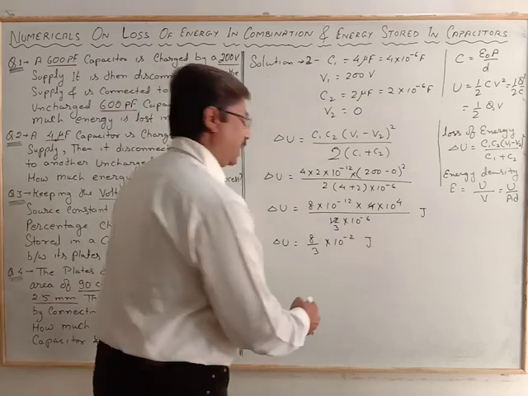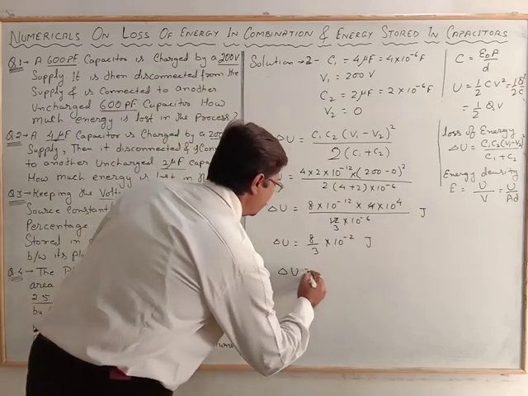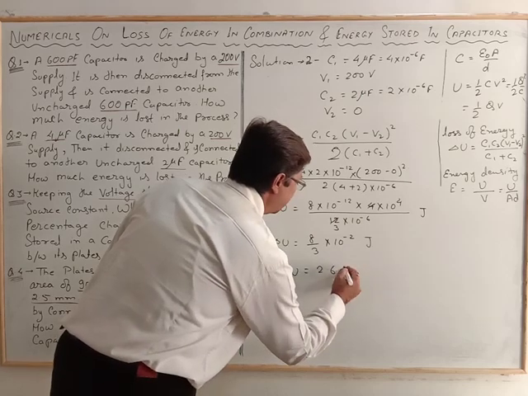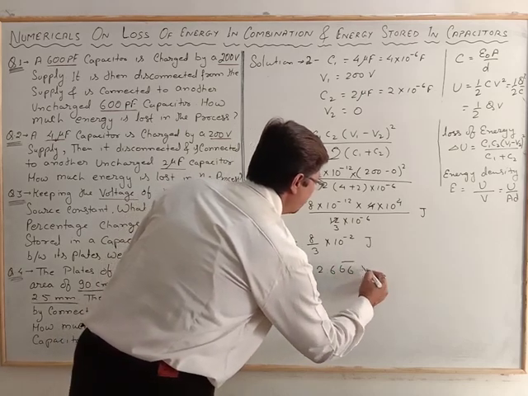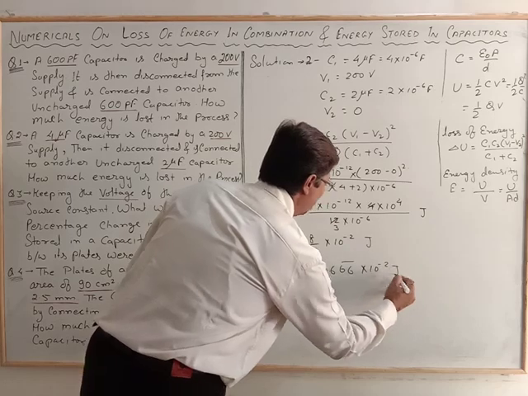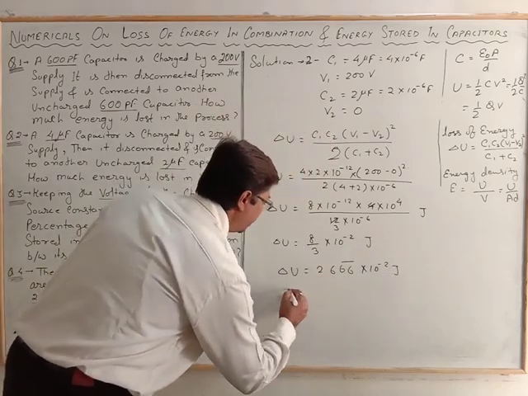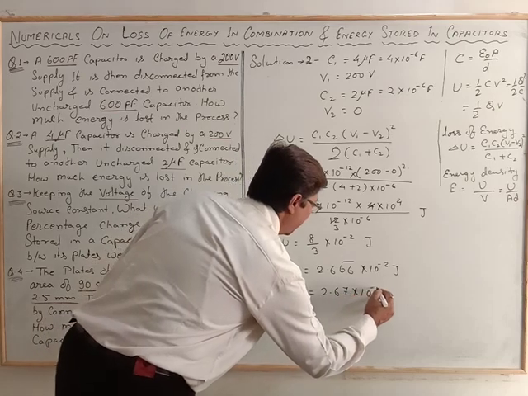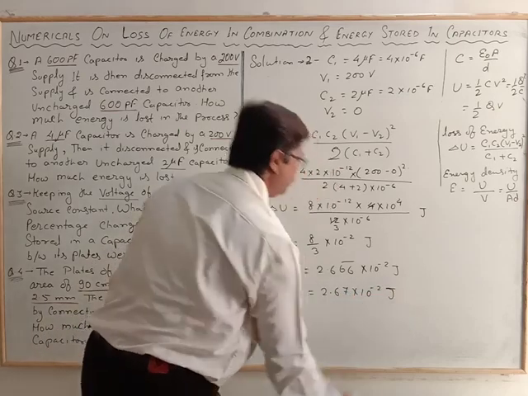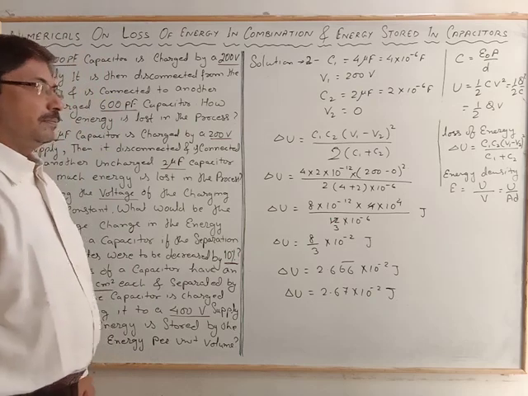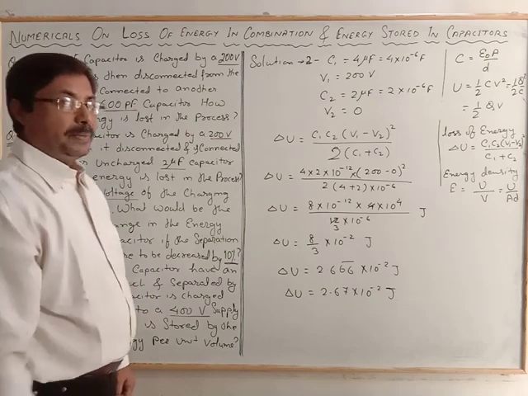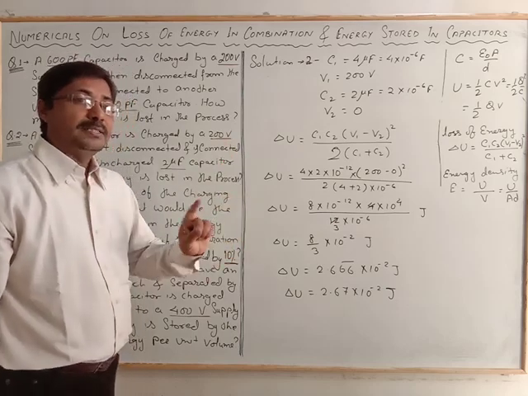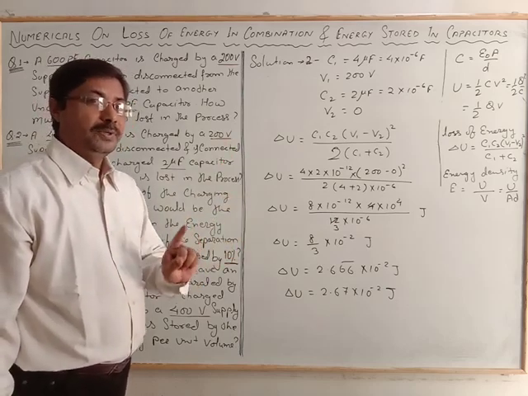Or we may write it as 2.67 into 10 to the power minus 2. Delta U is equal to 2.666 recurring into 10 to the power minus 2 joule, and rounding off we get delta U equal to 2.67 into 10 to the power minus 2 joule. The process is almost the same, but you have to practice a number of times, and these questions have already been asked by the board, so that is important.